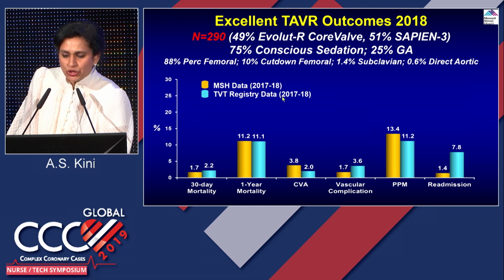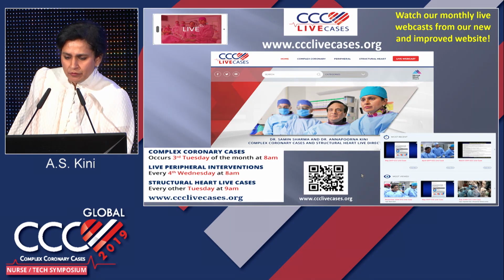This is a TVT registry. What happens is ACC keeps a registry of every patient that gets TAVR. So if you compare to the registry, we have slightly higher PPM, but other than that, we are very good. But this is important also, readmission rate, very low, because this goes with hospital reimbursement.